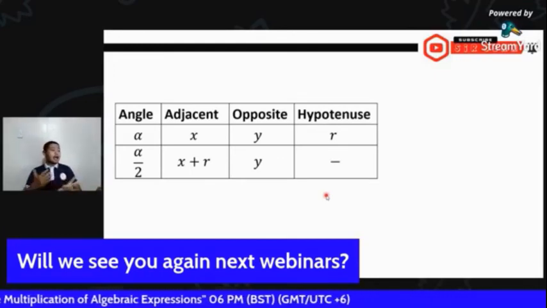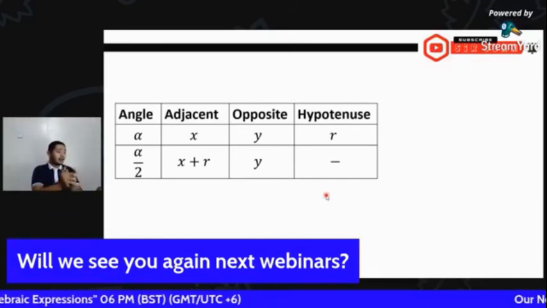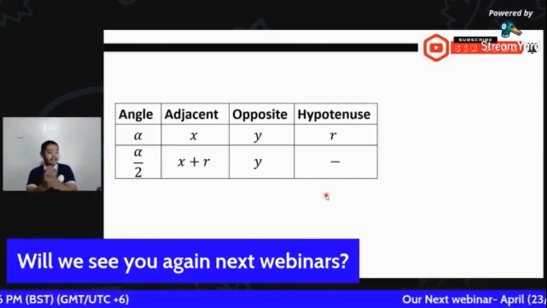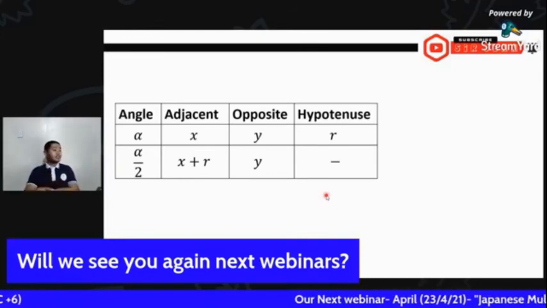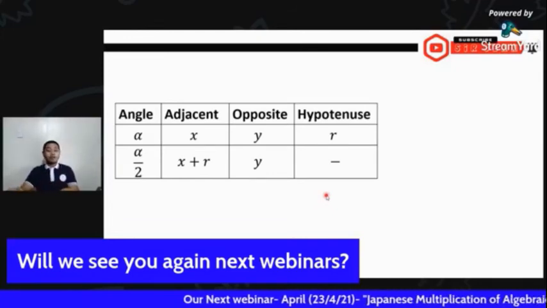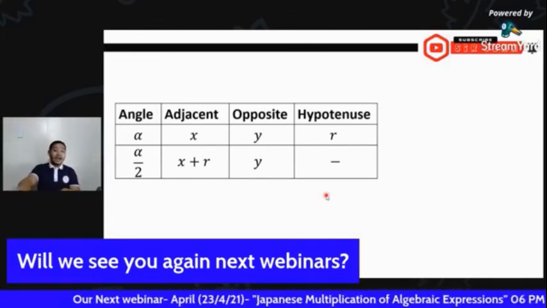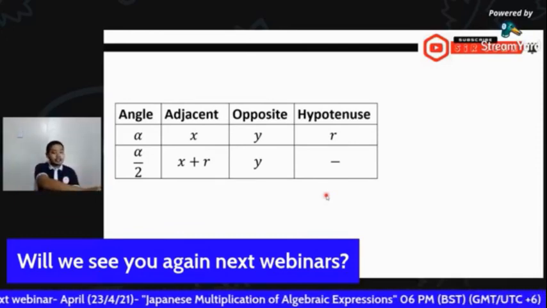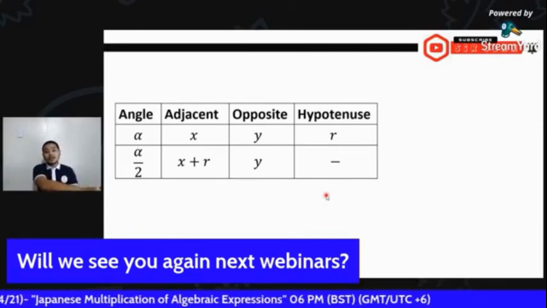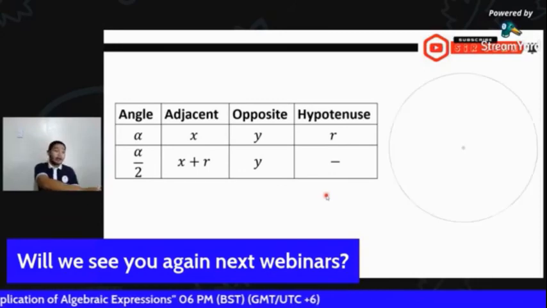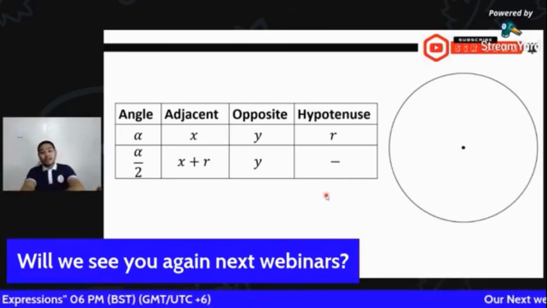Now, Sir Ben, how come the adjacent side of a or alpha over 2 is x plus r, and the opposite side of a over 2 is just the same with the opposite side of a or alpha? Let me show you. Actually, this was discussed by the first speaker a while ago. So we're going to use the concept of a circle.